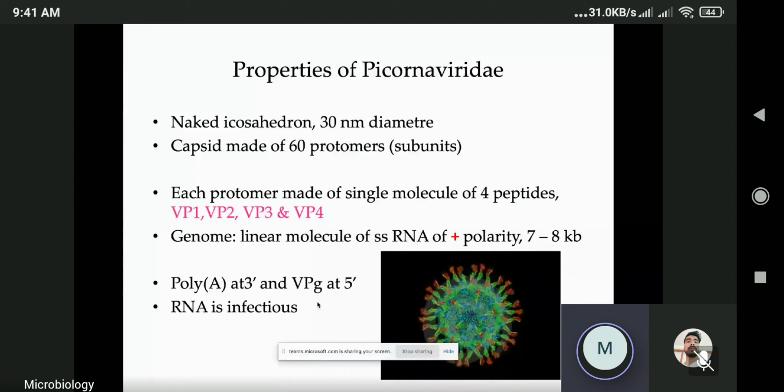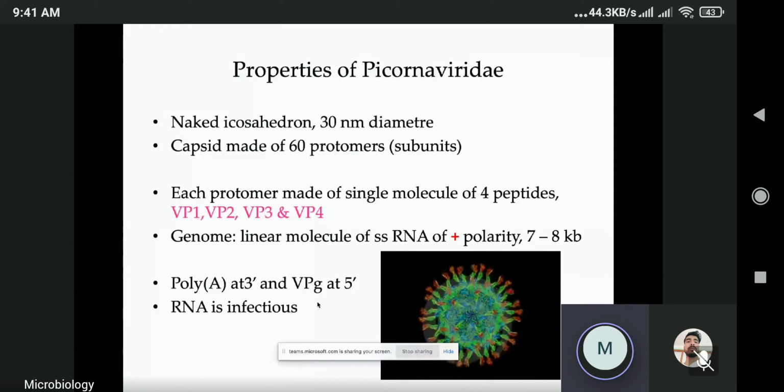The outer capsid layer contains 60 protein subunits formed by protomers, and these protomers, or protein subunits, have 4 peptides, that is VP1, VP2, VP3, and VP4. Okay, and these are important in pathogenesis. These are the structural components which are important in pathogenesis as well.